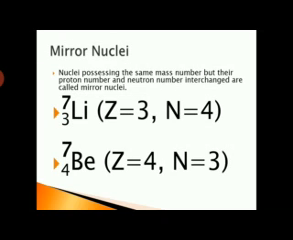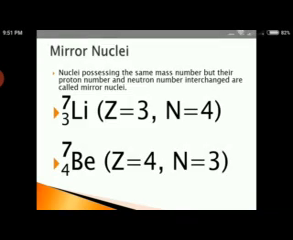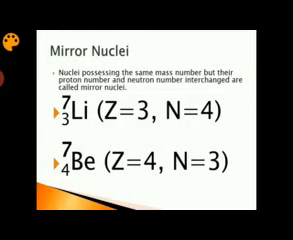Then the last classification of nuclei is mirror nuclei. Mirror nuclei possess the same mass number, but their proton number and neutron number are interchanged. Here we can see one set of examples for mirror nuclei: 3 lithium-7 and 4 beryllium-7. You can see the mass numbers are the same for both nuclei, but the number of protons is different.